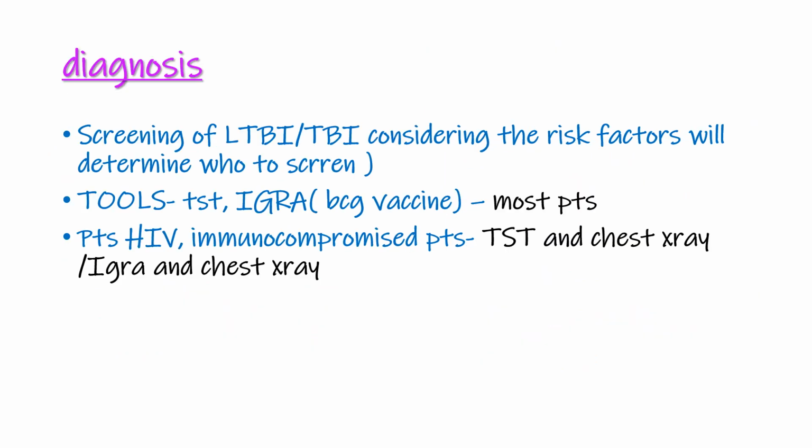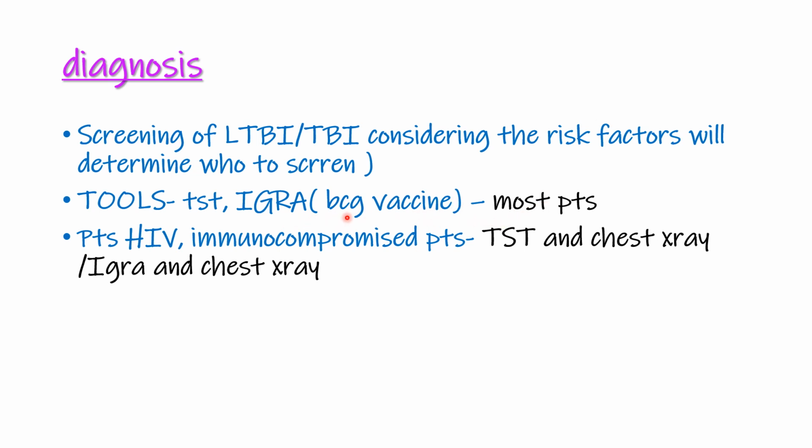So, diagnosis. We do screening tests for latent TB infection, a newer term being TB infection, considering the risk factors to determine who to screen. The goal of screening is to identify if the patient has latent TB, and when you identify it, then you treat. You don't screen just for the sake of screening. The tools we use are TST and the interferon gamma release assay test. These are the ones commonly used in patients.